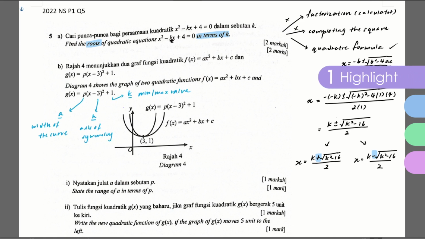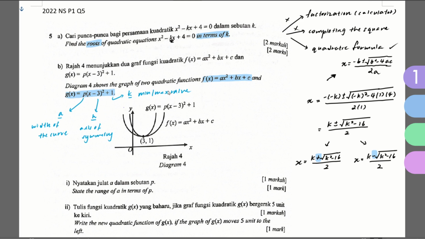In part B, we have two quadratic functions. So the first one is f of x, which is in the general form, and g of x is in the vertex form. So vertex form, we have values of a, h, and k. So for this function, the value of a is p, which controls the width of the curve, h, which is 3, controls the axis of symmetry, and k, which is 1, controls the minimum or maximum value.